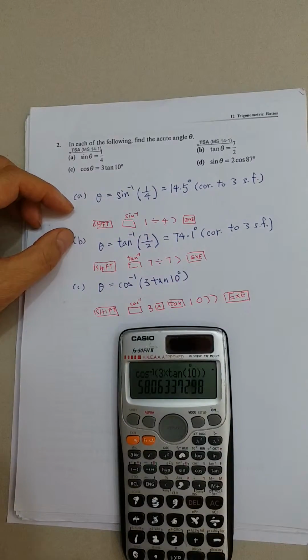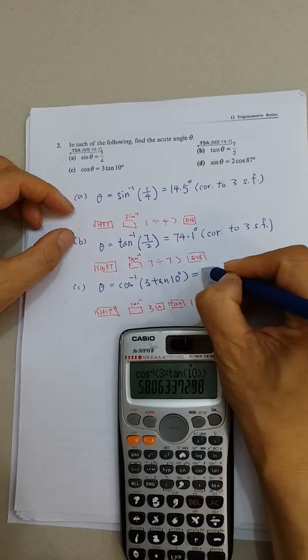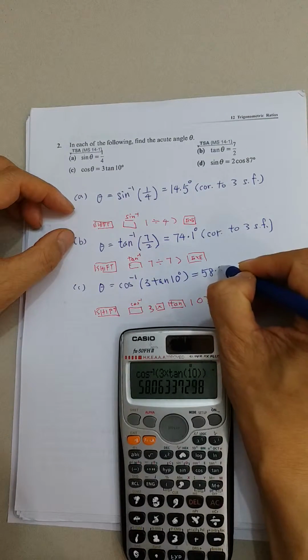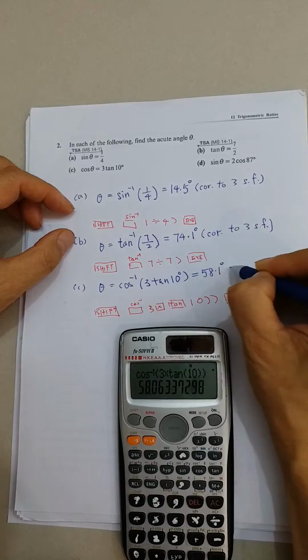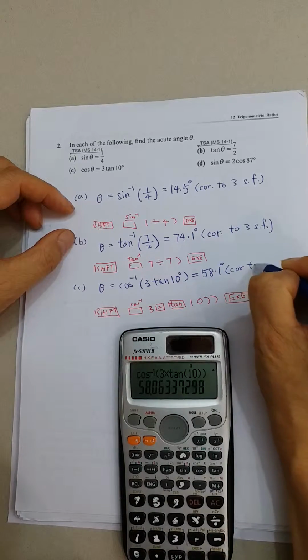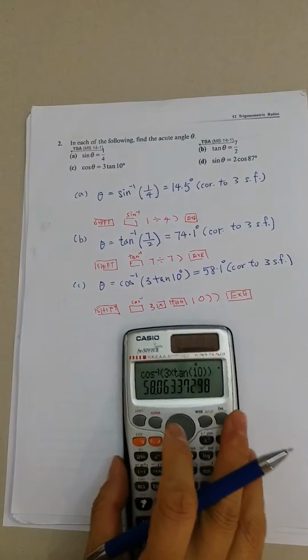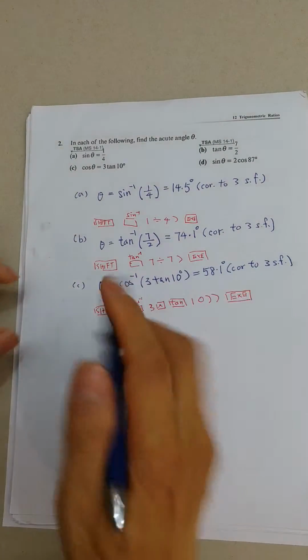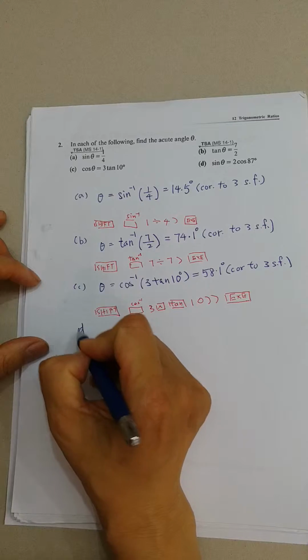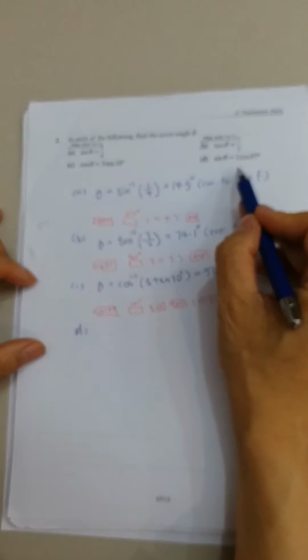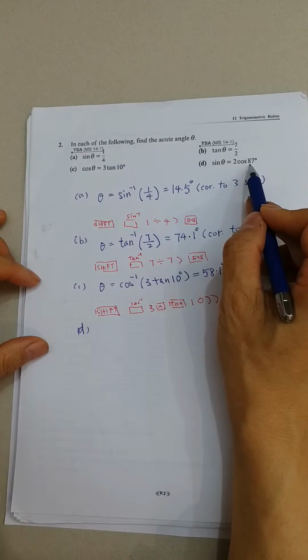As a result, we get 58.1. It is an angle, so put a degree sign here. This is correct to 3 significant figures. Then we come to part D of the question. Part D. So sine theta is 2 times cosine 87 degrees.